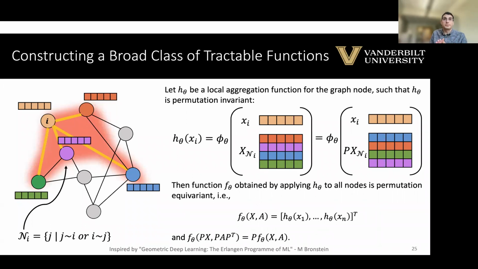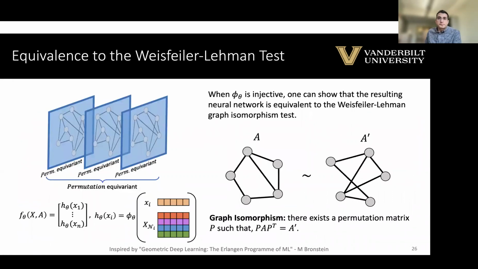It's very easy to confirm this. And so this gives us a general way of designing functions that are permutation equivariant on our graph. And interestingly, when this h_theta is injective, one can show that the resulting neural network, by composition of these, is going to become equivalent to the Weisfeiler-Lehman graph isomorphism test. Okay, so we are going to see that in a moment.